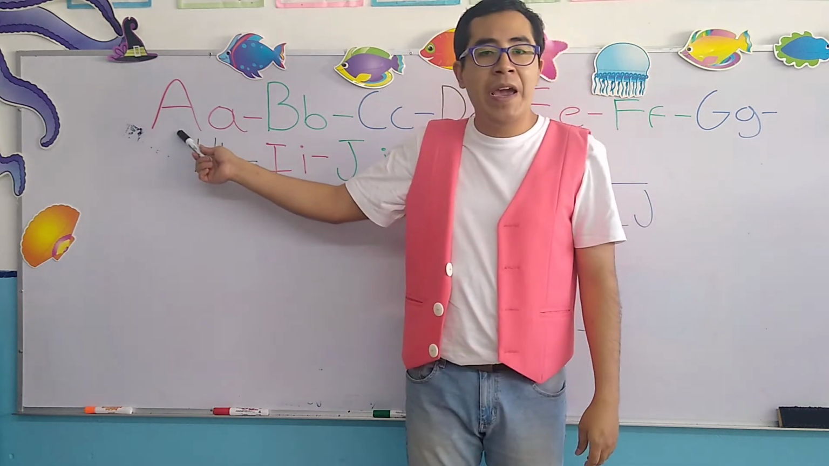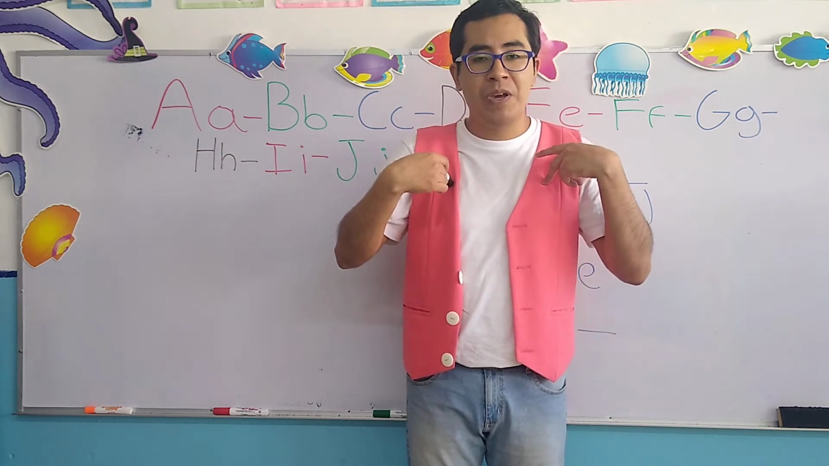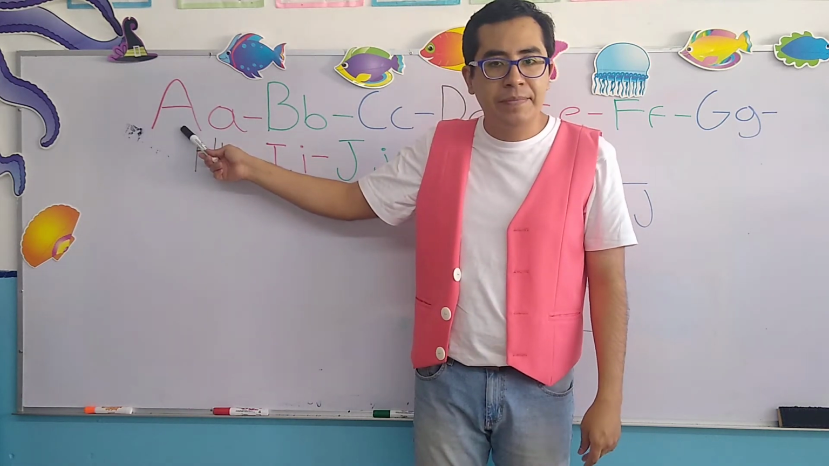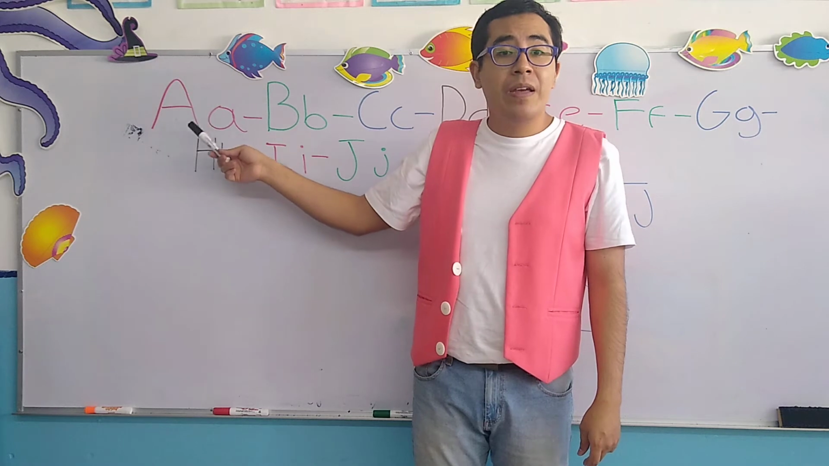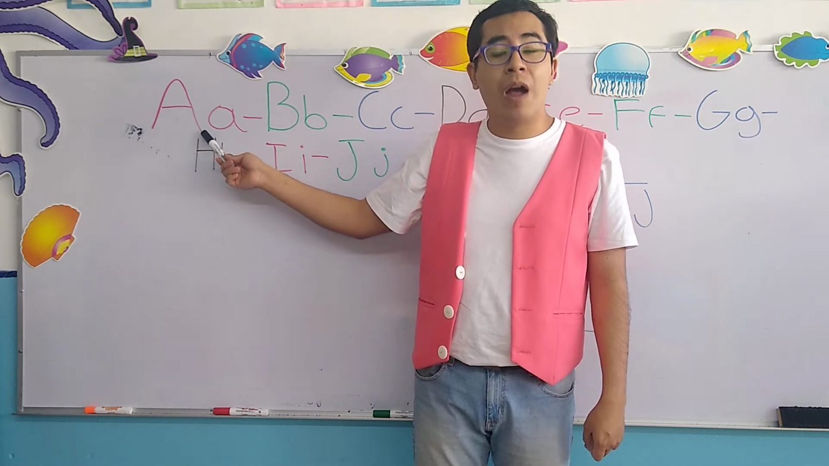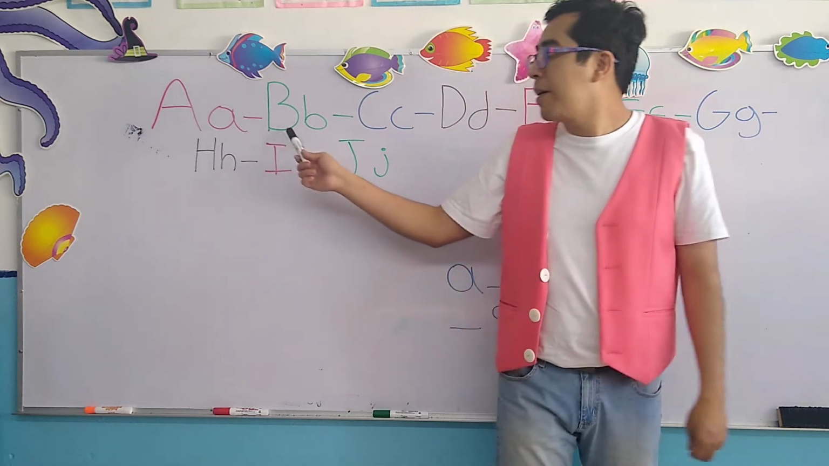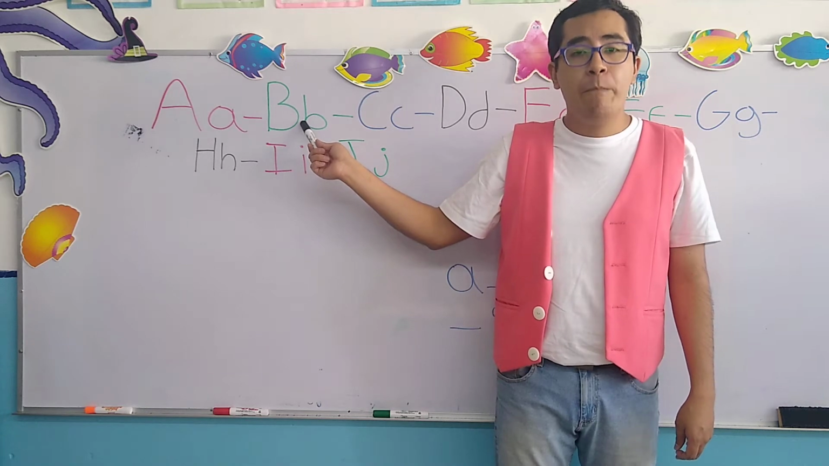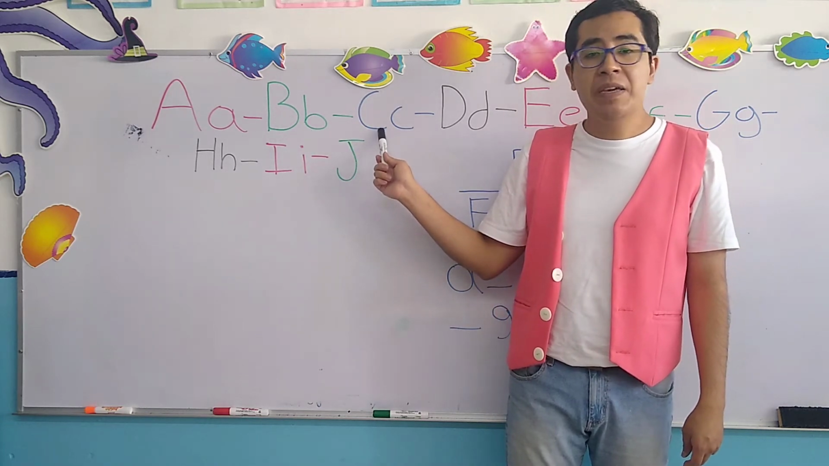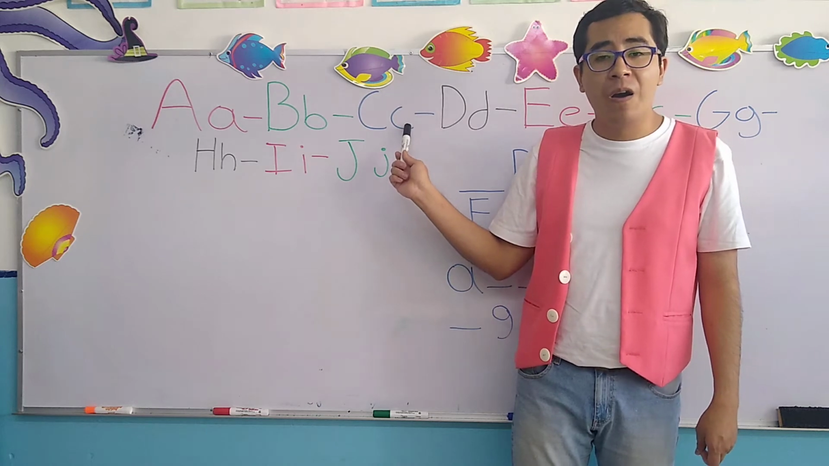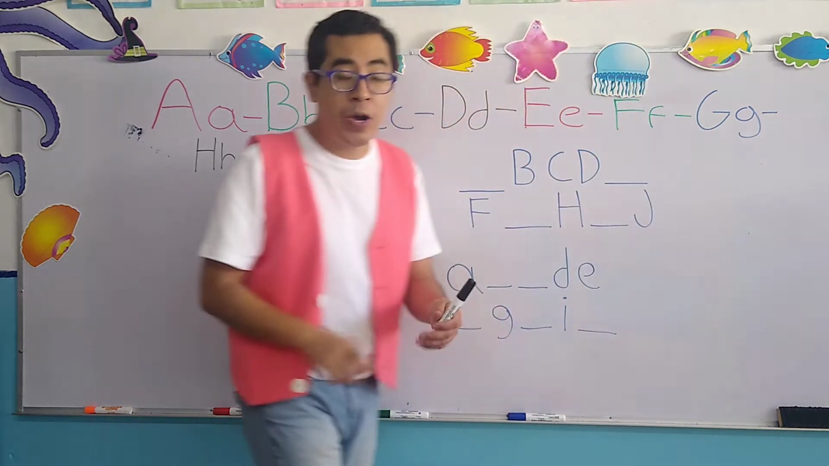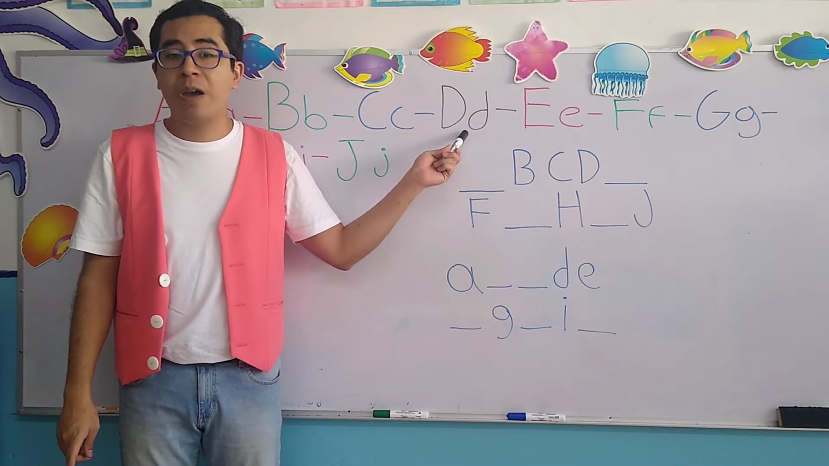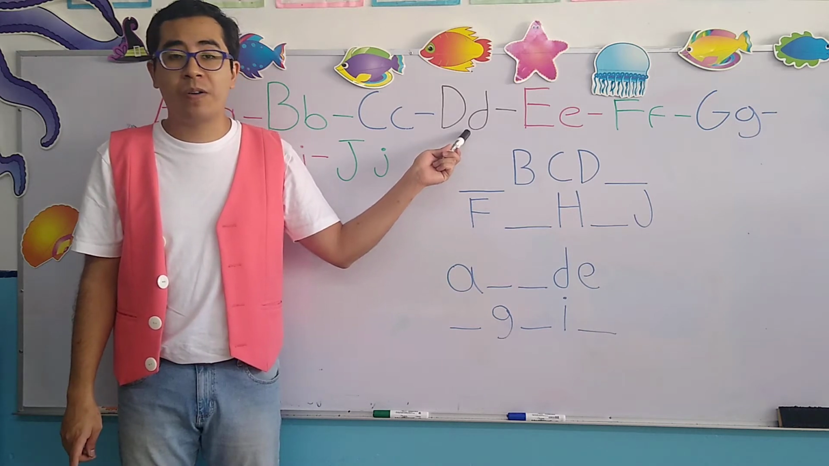So, capital A and small a. I'm going to say it first. Please repeat after me. Capital A, small a. Don't forget that these letters are for ambulance, for airplane. Capital B, small b, for bone, boots. Capital C, small c, for car, clown, coin. Capital D, small d, for dog, for doll, for door.